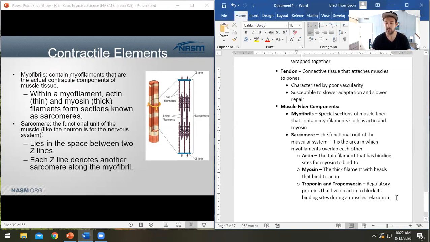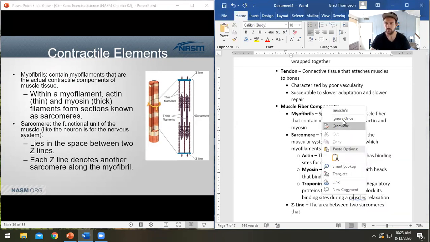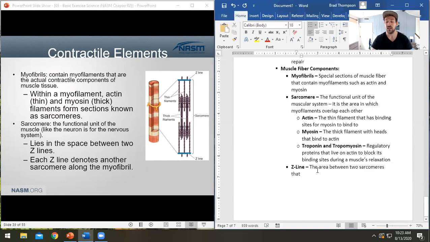One other term that I'm going to put here is a Z line. This is a term that we haven't really used that often yet, but a Z line is the area between two sarcomeres that... I think you talked about it last time. Yeah, I think I mentioned it, but I didn't put it in the notes. So the Z line is the area between two sarcomeres denoted by a zigzag pattern.